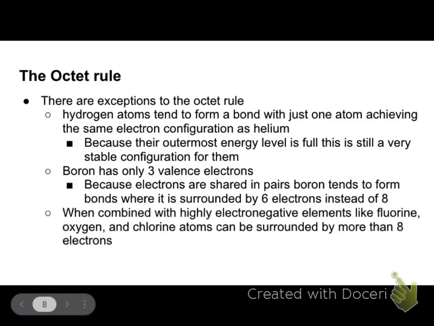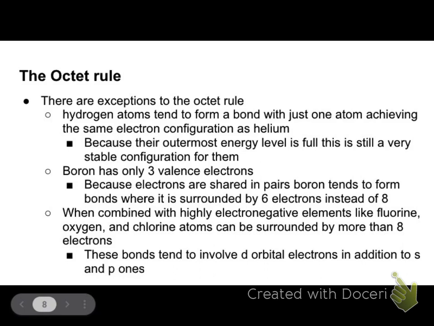And lastly, and this is an exception that you won't see a ton, at least to begin with, maybe if you go on further in chemistry you might see some of it, but fluorine and oxygen and chlorine are very, very, very electronegative, which means that sometimes they can form bonds where they are surrounded by more than 8 electrons. But it doesn't happen a ton, at least not in stuff that we're going to study.